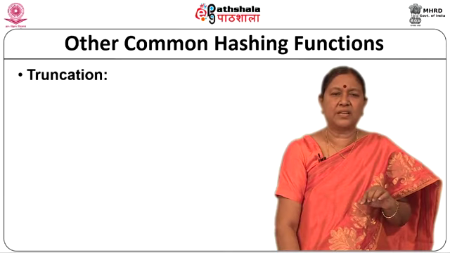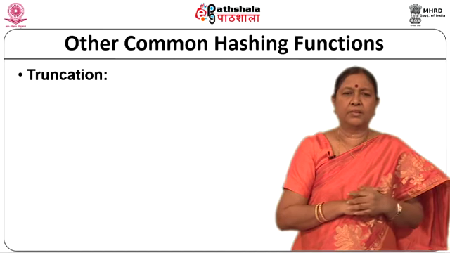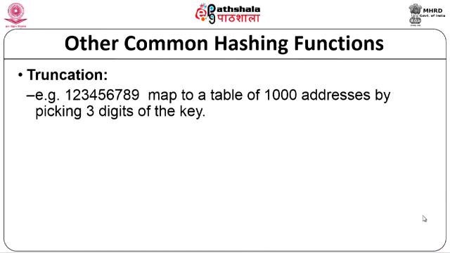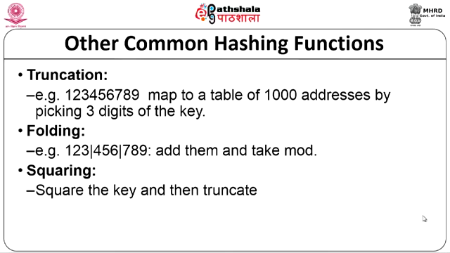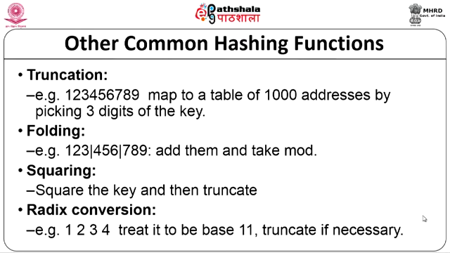Other common hashing functions are truncating. Suppose you have to map to a table of only 1000 addresses, then pick 3 digits of the key, that is one way. Folding you can do, and then take the fold and take the mod, which is a very common way of doing it. You can do squaring also, square the key and then truncate. Radix conversion also you can do: you take 1, 2, 3, 4, treat it as base 11 and truncate if necessary. These are different methods. The hashing function has to be computed fast, it has to be deterministic, and it should distribute the integers randomly. These are the conditions that we state.